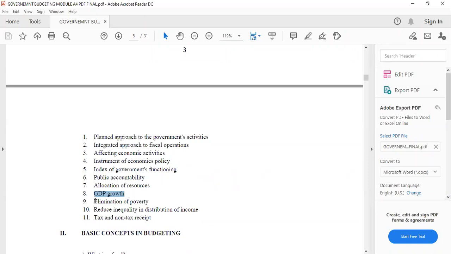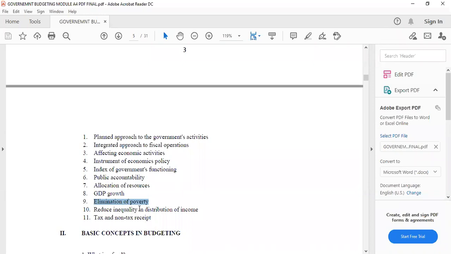We have number 9, elimination of poverty. We know the prime duty of government is really to bridge the gap between rich and poor. That's why most of the government projects should be for the poor, because they are the most highly affected sector. They are the minority because they have less in life, and yet they are the majority because they are many. In fact, they constitute more than half, or more than three-fourths, of the entire Philippines.